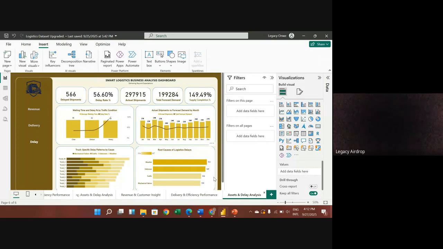My recommendation, the company should adopt predictive traffic and weather planning to reroute shipments proactively. So in summary, the dashboard reveals three key themes.